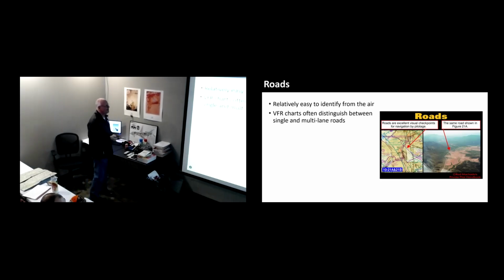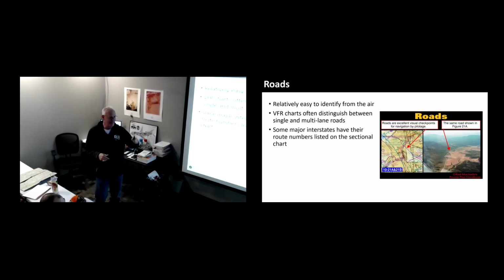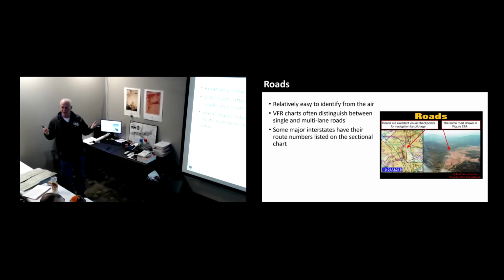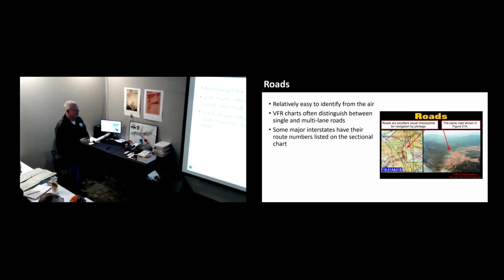Roads are relatively easy to identify from the air, right? What kind of road, right? It's gonna be a whole lot easier to see Route 95 going north and south than it is to see, in some parts, maybe Route 1 or Route 3 cutting through Philadelphia and the Main Line. Okay, so roads are great, but the higher you get, sometimes it's more difficult to see certain roads that are on the chart, harder to see from the air.